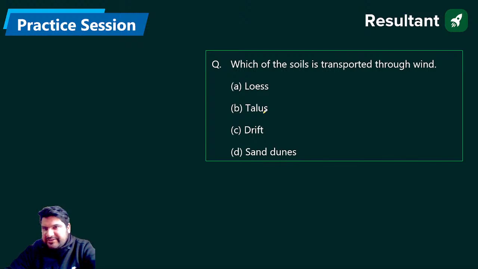So which of the soil is transported through the wind? Harshita is saying A is the answer. Harshita is saying D is the answer. Okay, Arnav is saying A is the answer. Most of the books are providing A as the answer.